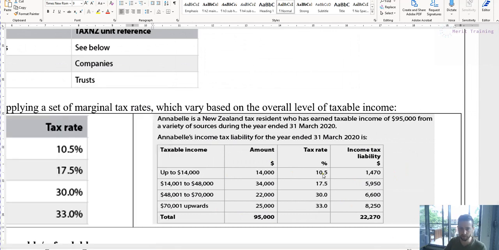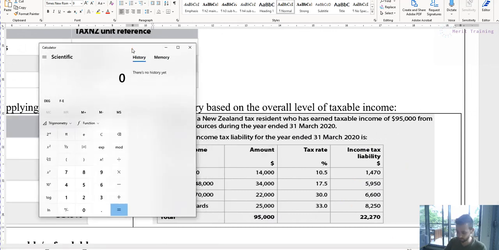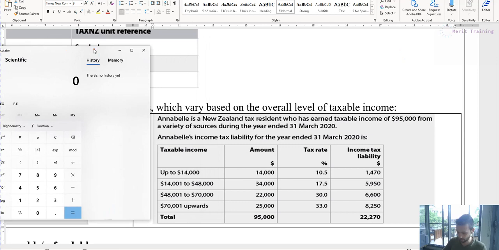And if you don't believe me, let's just do a quick calc over here so you can see what I'm talking about. It's basically the 48,000 minus the 14,000.